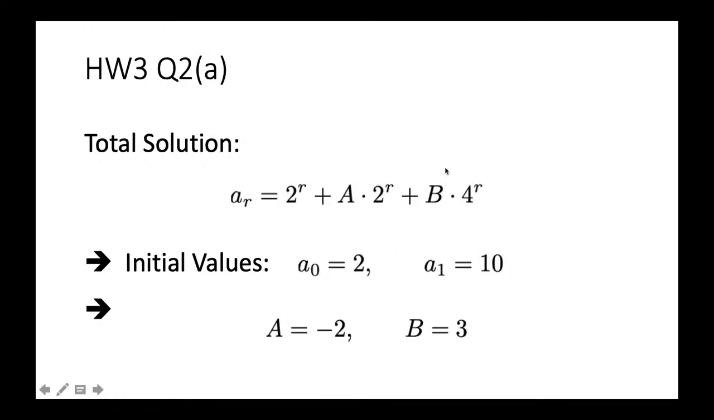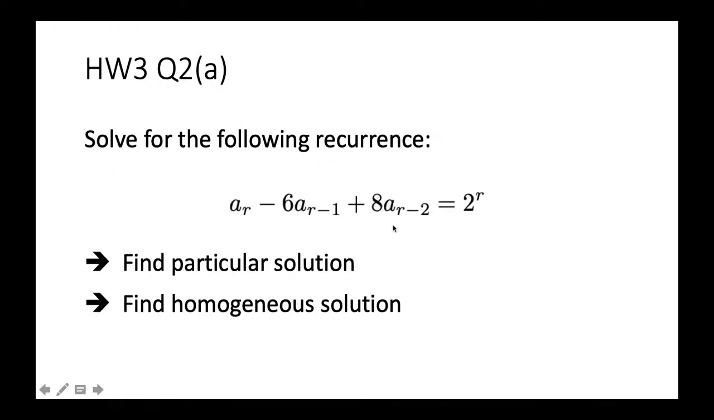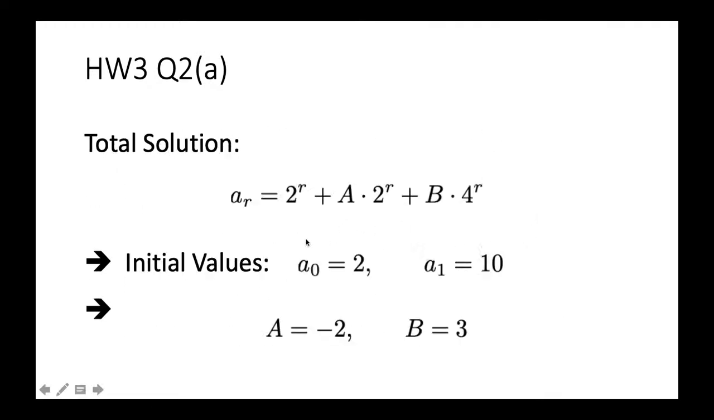After solving for A and B, we get A is equal to minus 2 and B is equal to 3. So we find a_r is equal to 2 to the power r plus minus 2 of 2 to the power r plus 3 of 4 to the power r. This total solution will not just satisfy the original recurrence, it will also satisfy the initial conditions a_0 is equal to 2 and a_1 is equal to 10 at the same time. So this is how we can solve a recurrence like this.